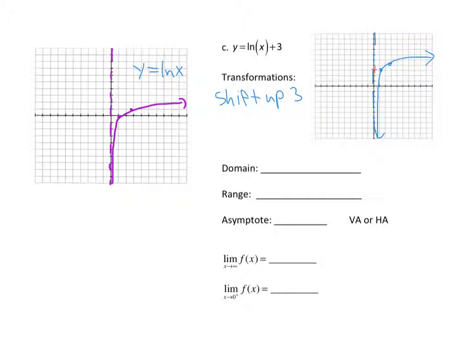The domain of this function is still 0 to infinity. The range is still negative infinity to infinity. The asymptote is x equals 0. Vertical lines always have an equation of x equals some number. And the limit as x approaches infinity is infinity. And the limit as x approaches 0 from the right side is negative infinity, because the graph is going down as we head towards 0.